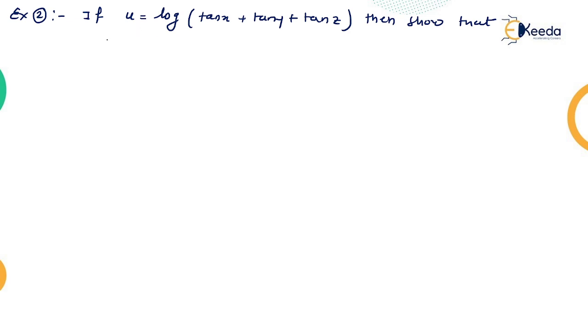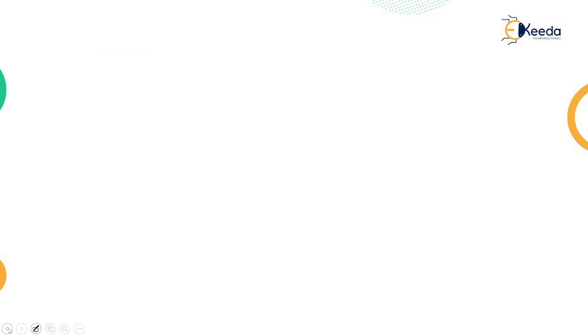sin 2x into ∂u/∂x plus sin 2y into ∂u/∂y plus sin 2z into ∂u/∂z is equal to 2. We have to prove that. So what is the proof?